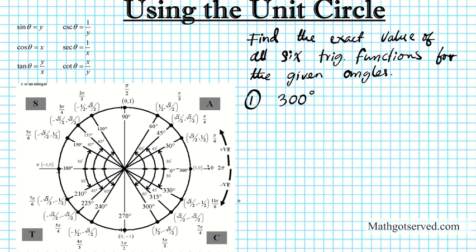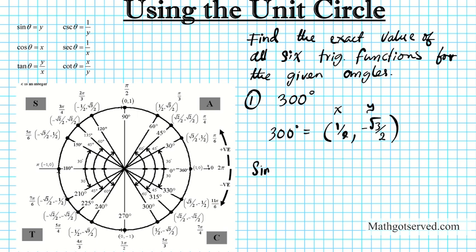Alright, so let's see, 300 degrees has a coordinate 1/2 and negative root 3 over 2. So 300 degrees, let's write it down here, has a coordinate 1/2 and negative root 3 over 2. Okay, this is the x coordinate and this is the y coordinate. Now we're going to start out with sine.